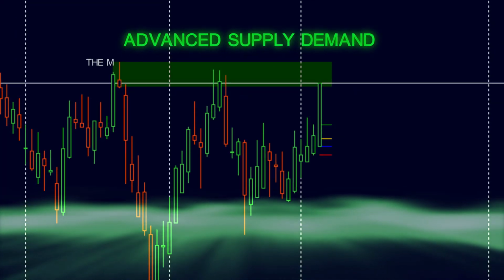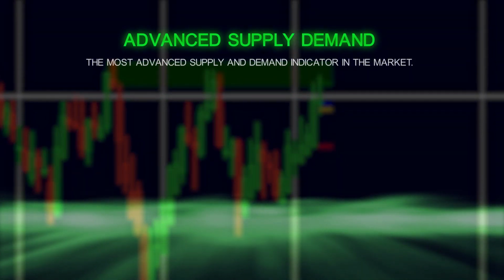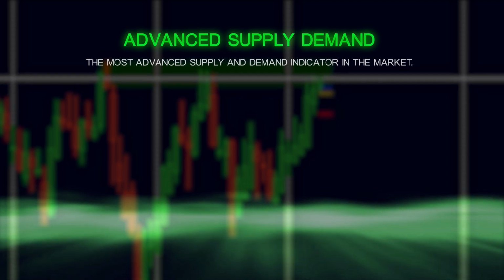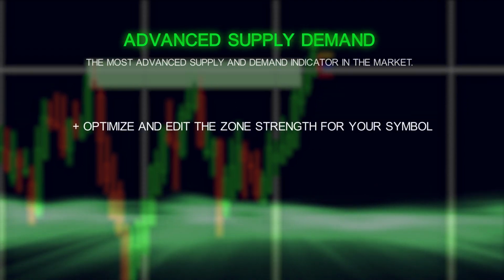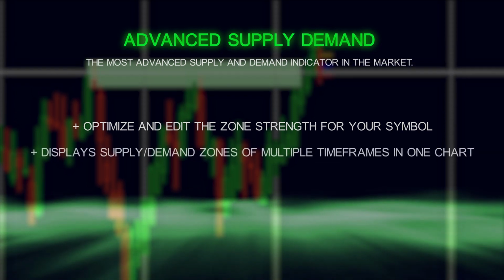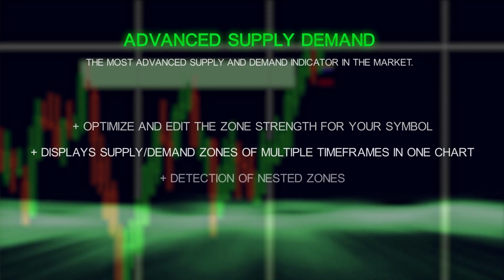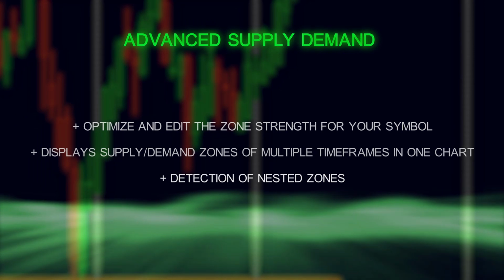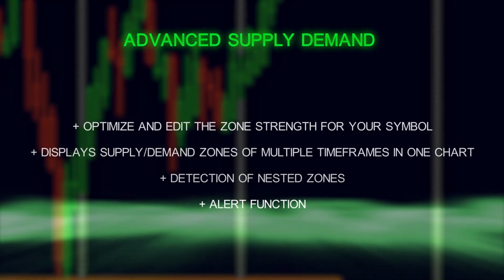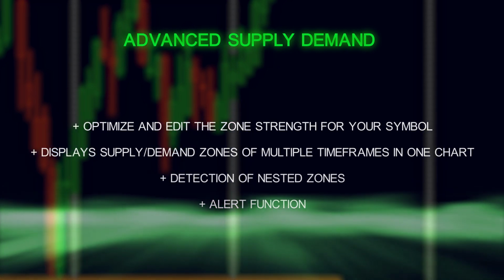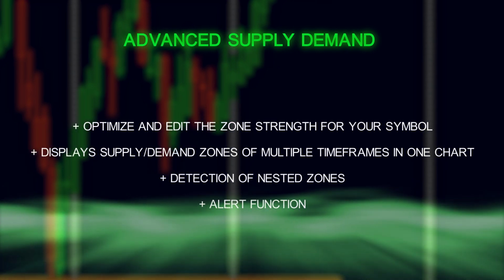Advanced supply and demand, the most advanced supply and demand indicator for Metatrader in the market. Display supply and demand zones for the current time frame and a higher time frame on the same chart. When zones from two time frames overlap, the strength of the zone to repel price is stronger. You can get alerts when price penetrates a nested zone. Zones from two time frames that overlap.